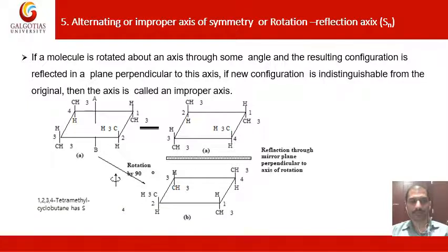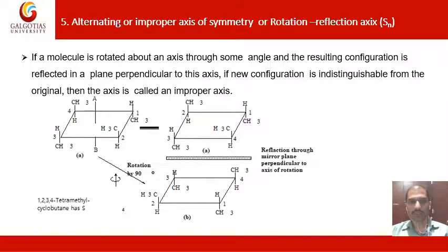Another important operation, which also plays a very important role during various chemical reactions, in deciding whether the reaction will proceed forward or at what rate it will be accomplished, can also be looked at with the help of another type of symmetry operation: the alternating or improper axis of symmetry, or rotation-reflection axis.